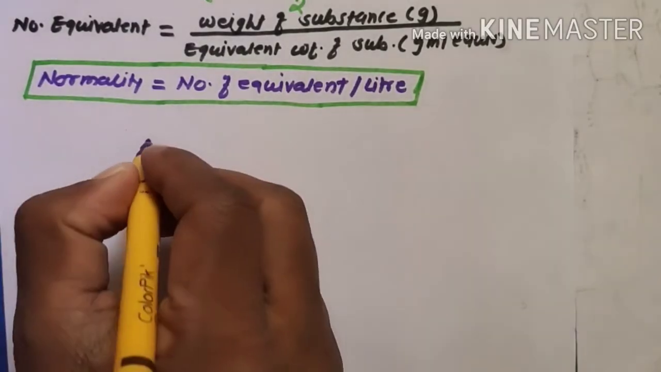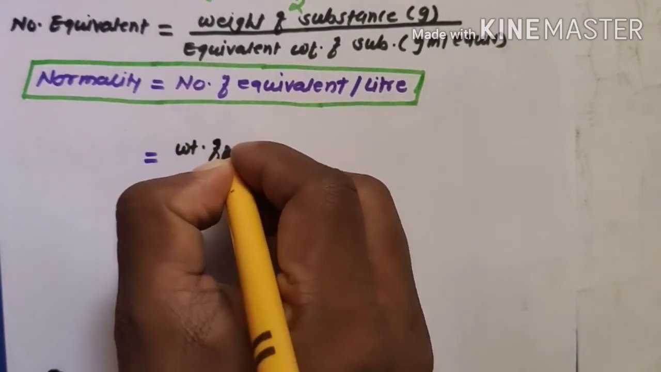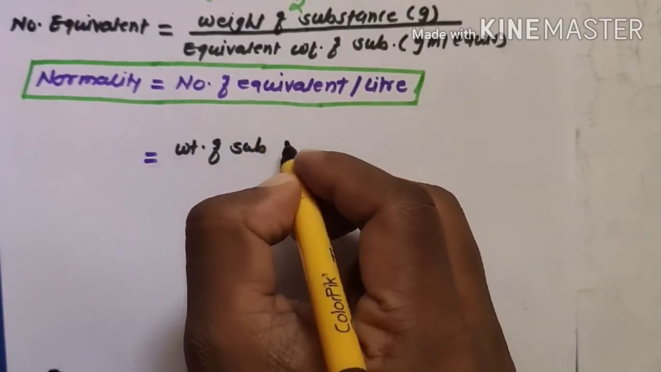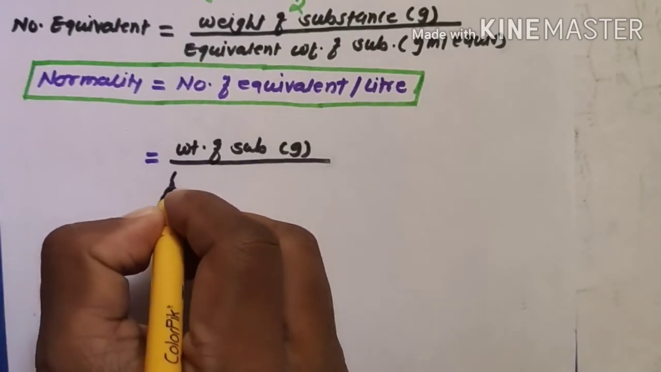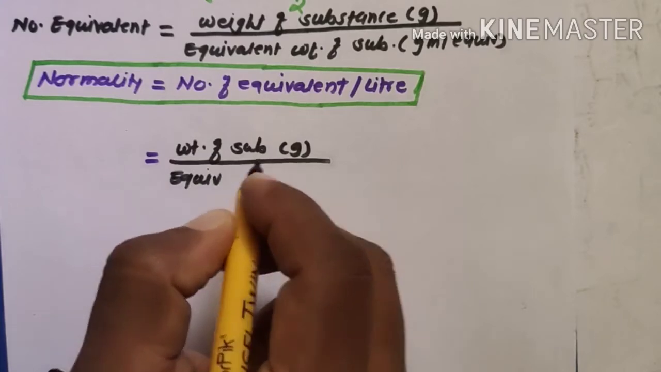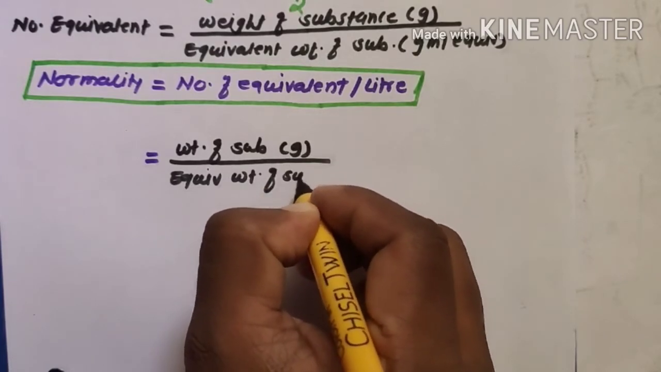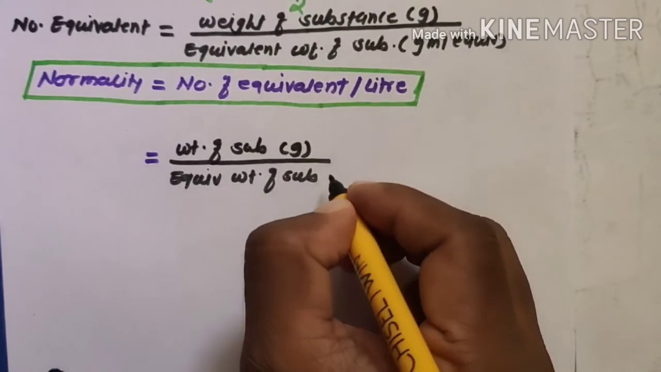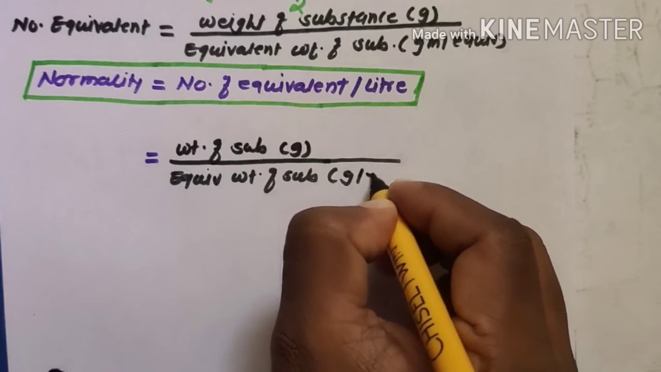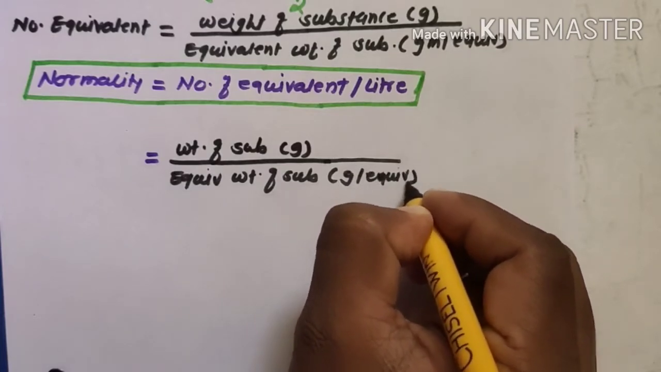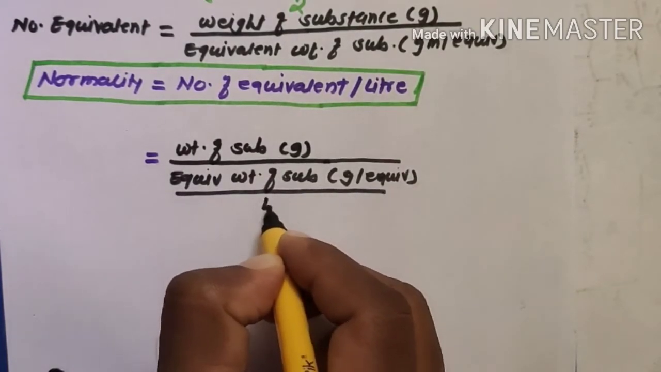Now, the normality is equal to the weight of substance in grams divided by equivalent weight of substance, in gram per equivalent, into liters, that is L.